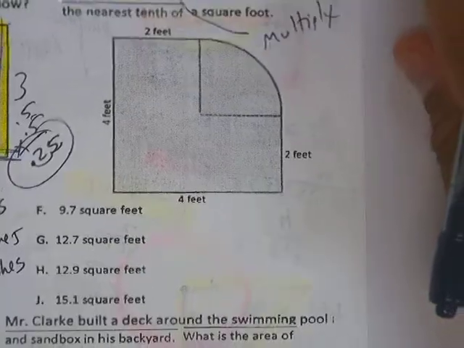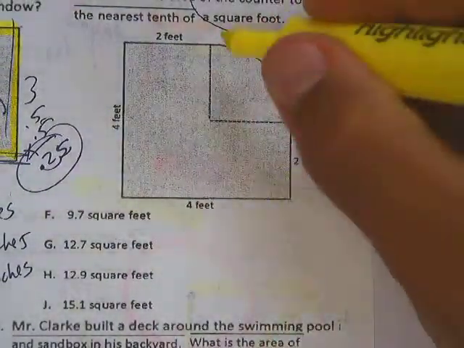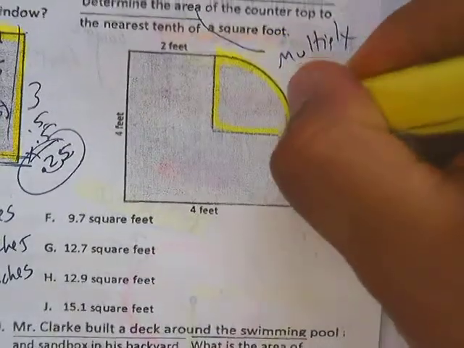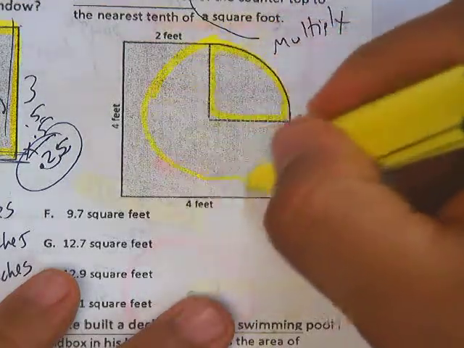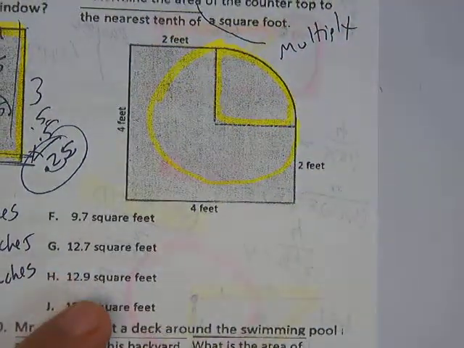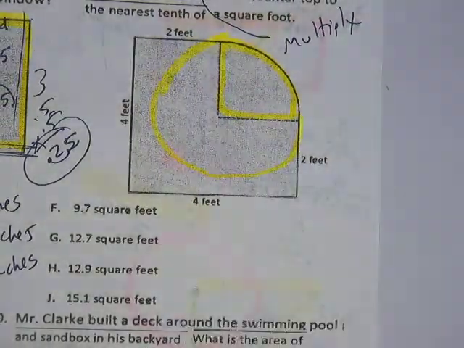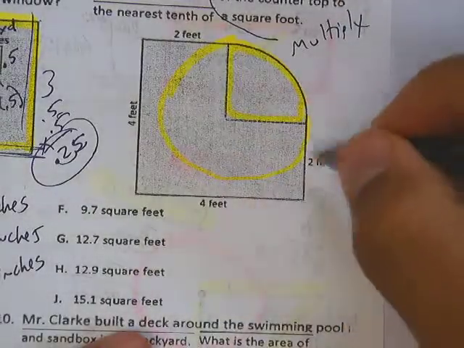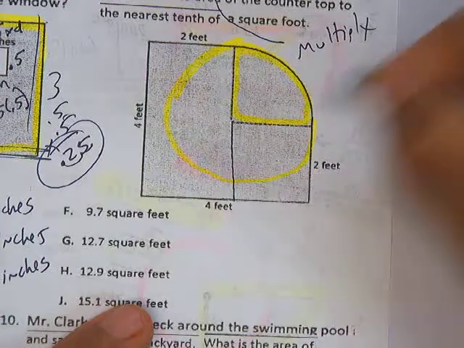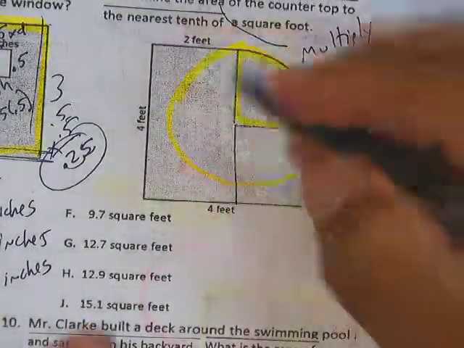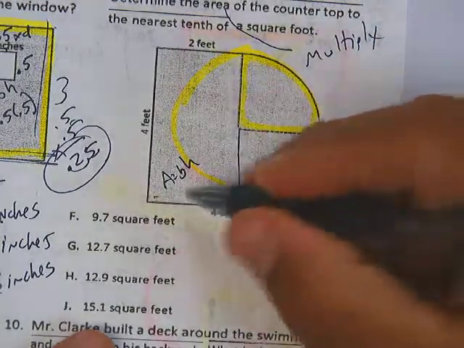Okay, look at the next one there. A countertop is shown below. Determine the area of the countertop to the nearest tenth of a foot. So again, area is just multiply. Obviously, you can see there's rectangles, but there's also, well, this looks like a circle, looks like a half circle, but it's actually a quarter circle. And so what I can do is make rectangles of what's here.